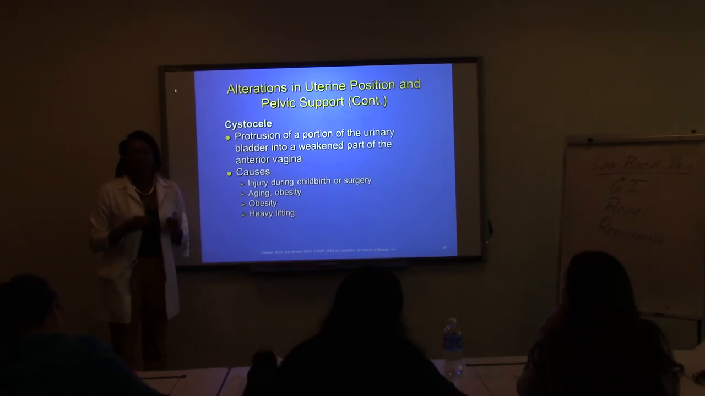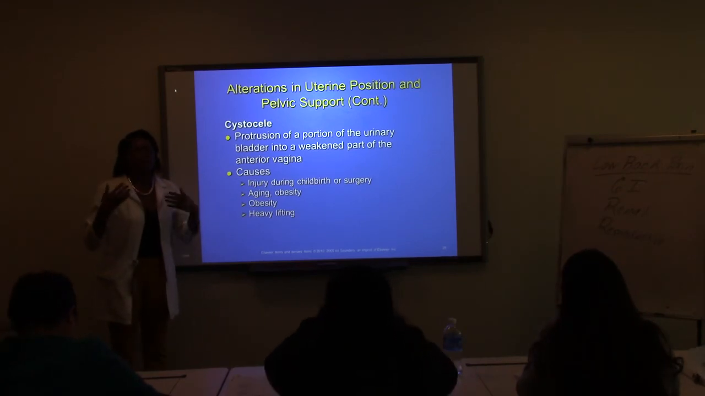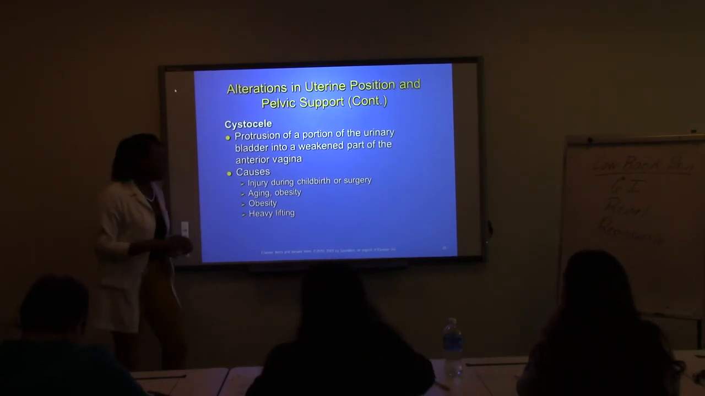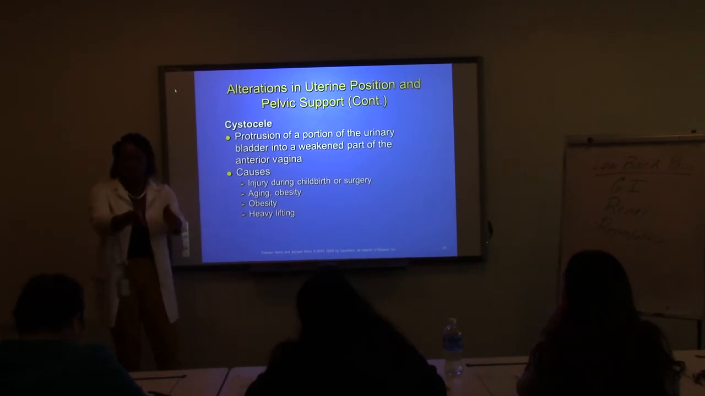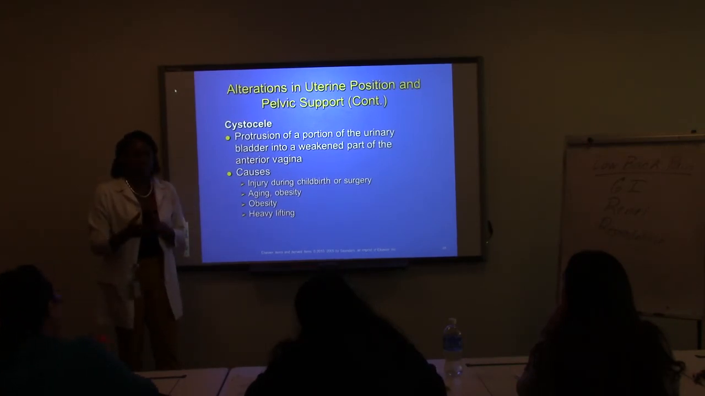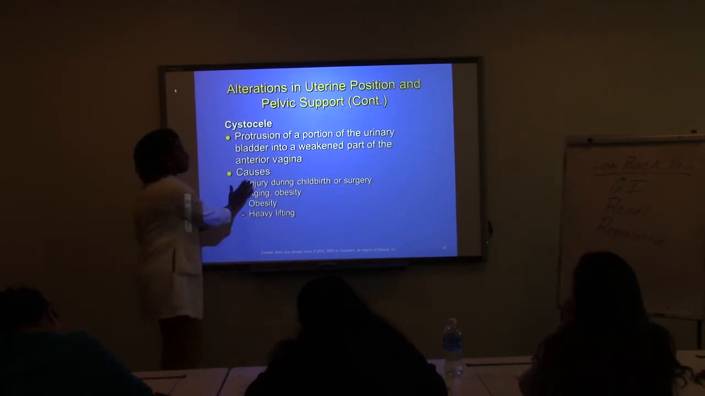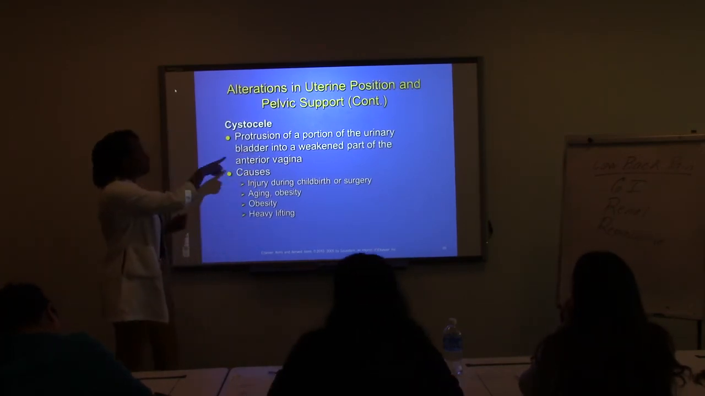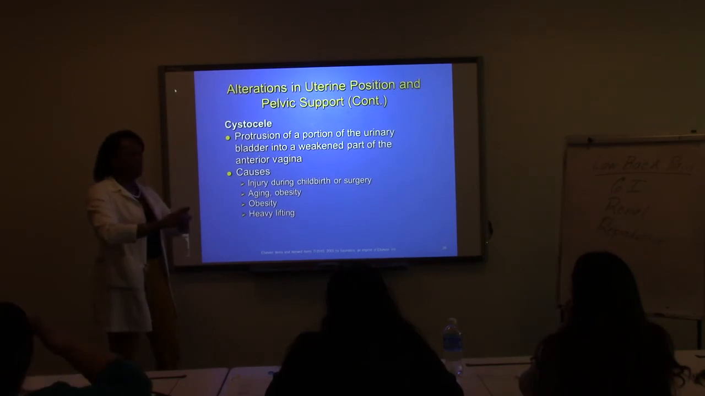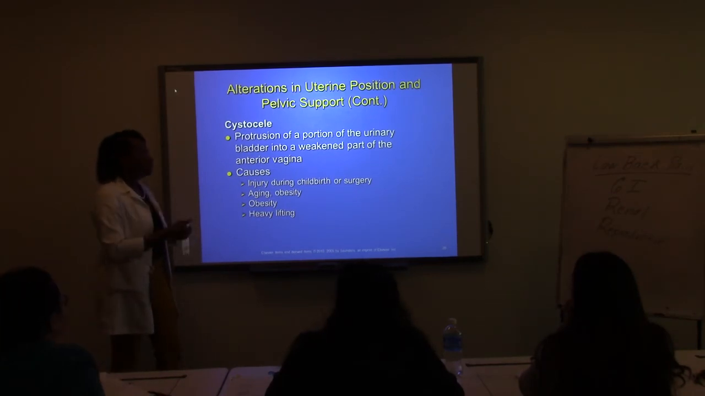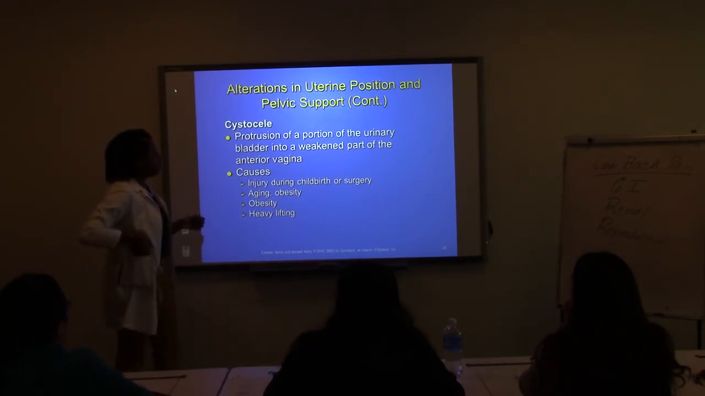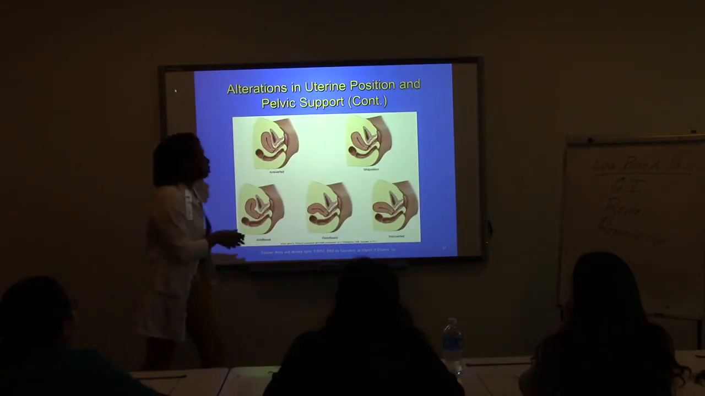Now, let me go over mechanically how this happens. I don't want you to think the bladder just comes straight through, or the rectum. It's more like a herniation, but they call it a cystocele. So it's a protrusion of a portion of the urinary bladder in the weakening part of the anterior part of the vagina. So let me go back to this picture to show you.